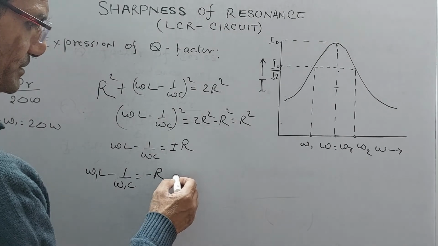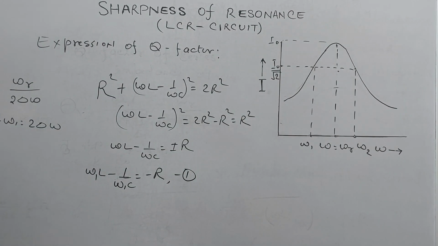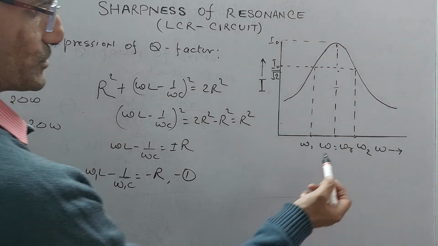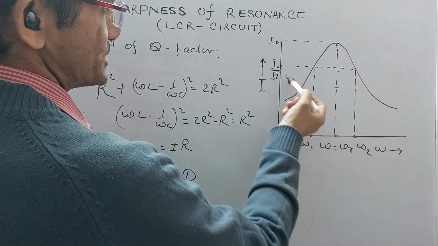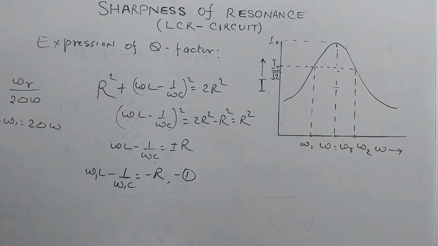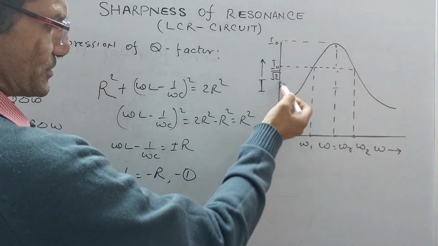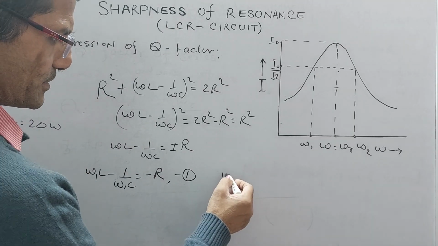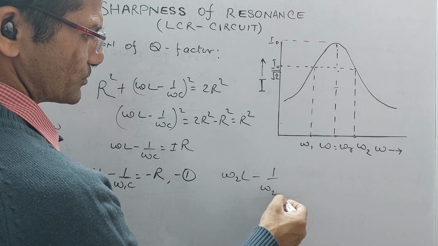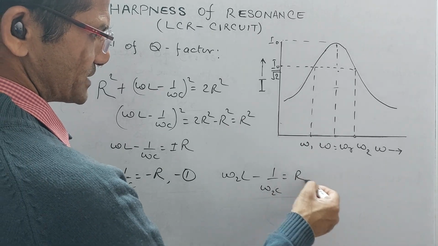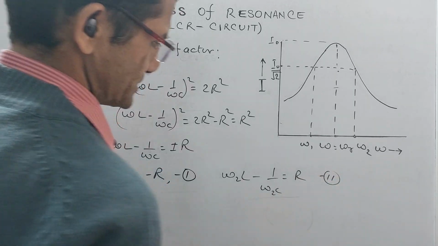Suppose this is equation number 1, and the second equation corresponds to omega 2, the angular frequency at which your current amplitude is I naught upon 2. It means the maximum current amplitude divided by root 2. Now it becomes omega 2 L minus 1 upon omega 2 C is equal to plus R. This is equation number 2.